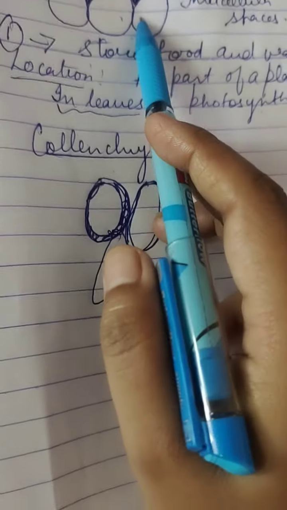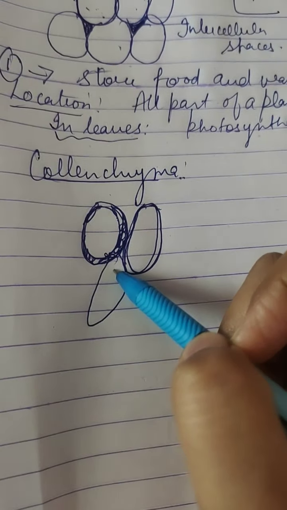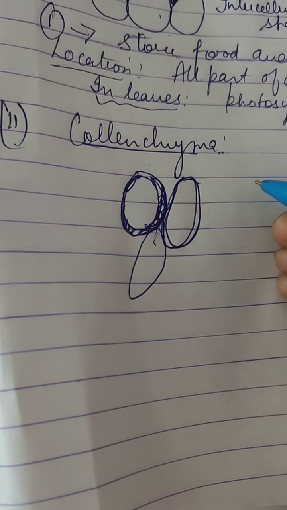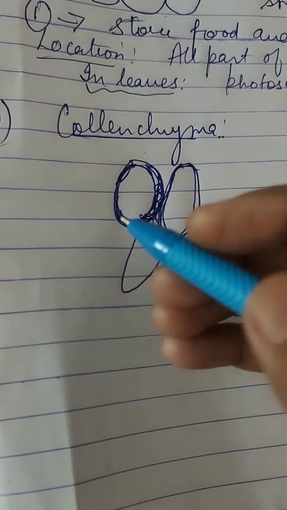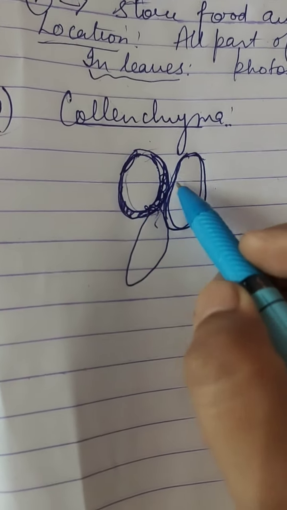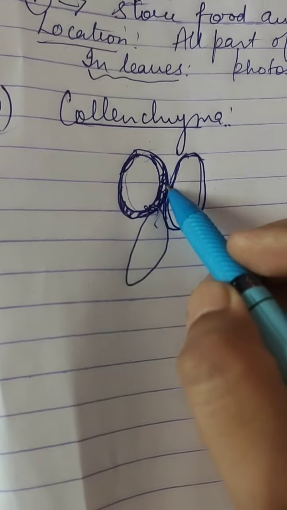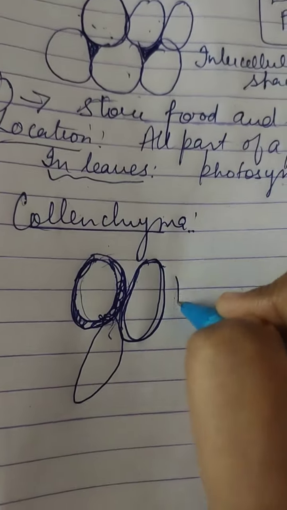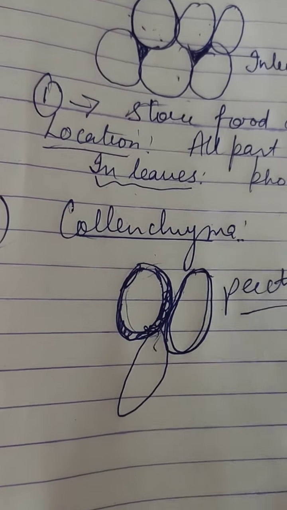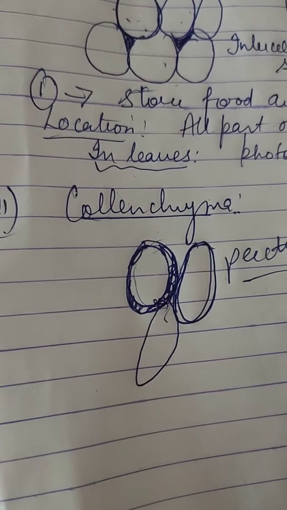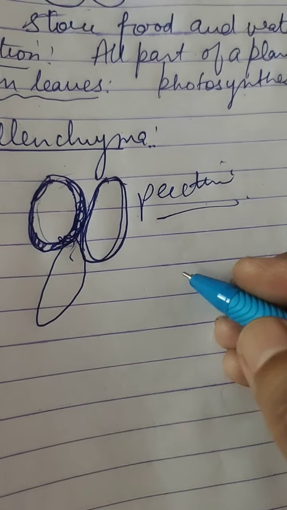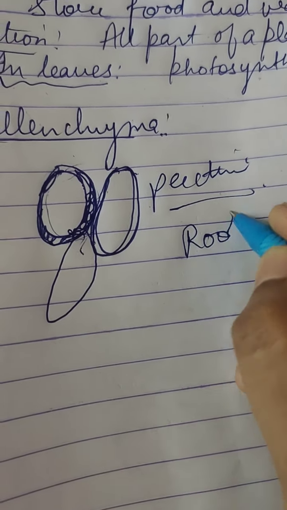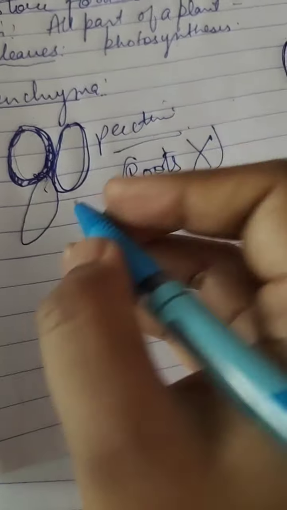As we have done in the other case, there are intercellular spaces, but in this case there are no intercellular spaces. And there is a substance deposited between the cells, that is known as pectin. Now come to the function of the collenchyma. It helps to provide support and flexibility, but it is not present in the roots.